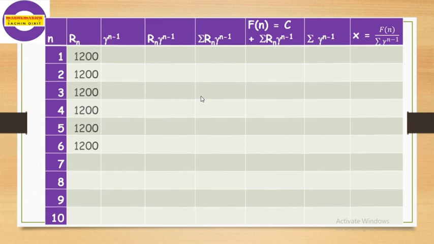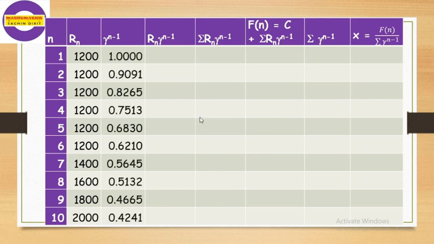For machine B, the running cost for the first 6 years is rupees 1200 for every year. So we fill up this running cost first, 1200. After 6 years, the running cost will increase by 200 per year. Meaning for the 7th year it will be 1200, for the 8th year it is 1600, for the 9th year it will be 1800, for the 10th year it will be 2000. This will be the running cost.